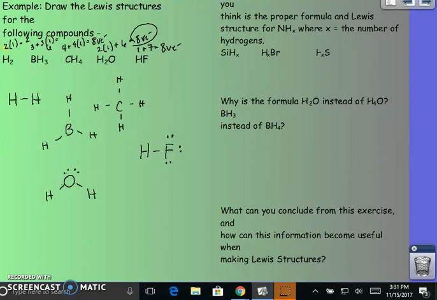Okay, so on this side of the page, it says, based on the Lewis structures, what do you think is the proper formula and Lewis structure for H sub x, where x is the number of hydrogens? Okay, so here comes the question of how do you know where the subscripts come from? And that, again, is going to be based on their group number. If you guys will remember, nitrogen is in group 5.